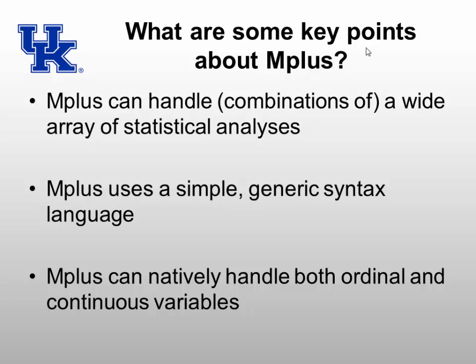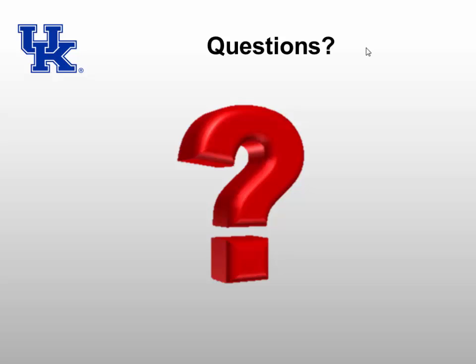So the combination of analyses that it can produce is very impressive. I don't think you can point to another program and say, oh, this program can clearly do a lot more stuff than Mplus. There is no program like that. The syntax language it uses is simple and generic. And to reiterate a point from the very beginning, Mplus can natively handle both ordinal and continuous variables. So if you have binary data or you have Likert type data that you feel is inappropriate to treat as continuous, Mplus is going to be able to handle it correctly without a big fuss. I'll do an example like that. So any questions before I move on to my examples?